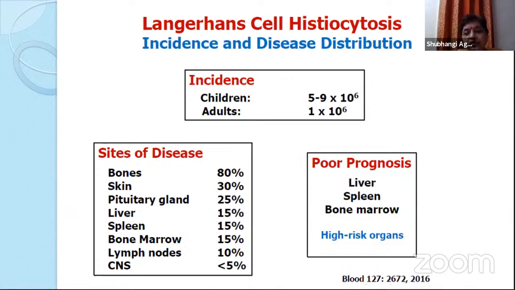What is important here is liver, spleen, and bone marrow. The involvement of these organs has poor prognosis for the disease, and thus these are called high risk organs, and usually when the staging of the disease is done, the biopsies from the liver, spleen, and bone marrow have to be examined to rule out the multisystem disease.